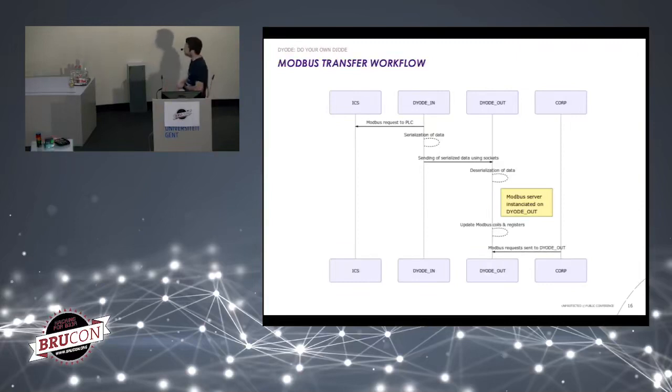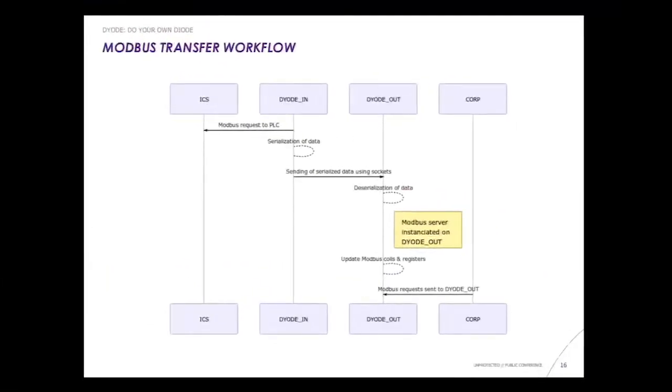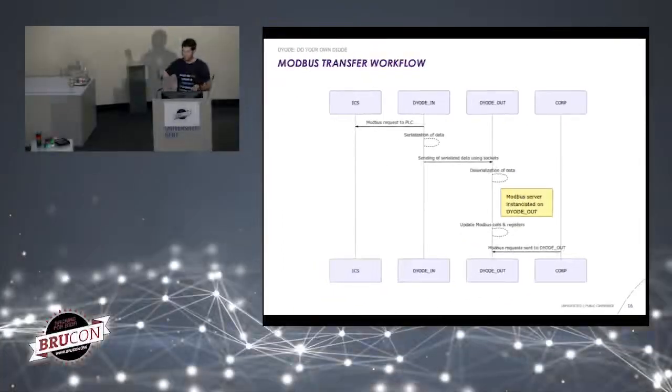For the Modbus transfer workflow, it's quite the same thing. Actually, on the input Raspberry Pi, we have a Modbus client. Each second, it will poll the real PLC, get the data, serialize it, send it using UDP sockets to the output Raspberry Pi, on which we instantiate a Modbus server, and the values are updated once a second. So what actually goes on is that on the corporate network, instead of connecting to the PLC, you just connect to the Raspberry Pi. And you have the illusion of connecting directly to the PLC.